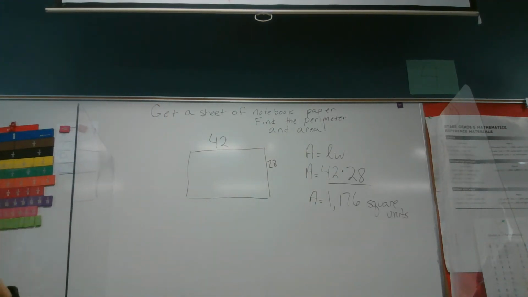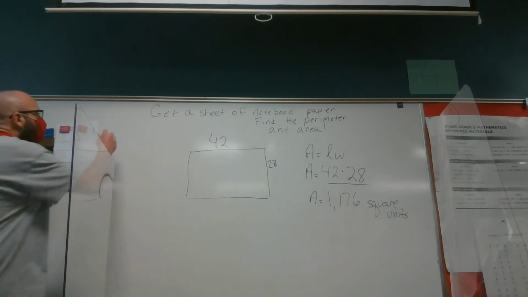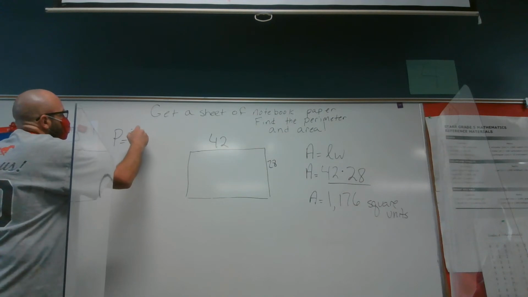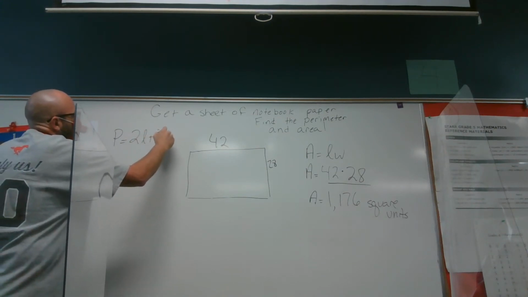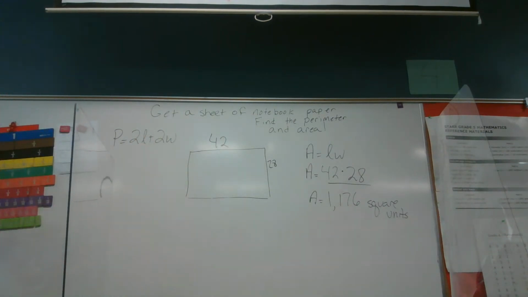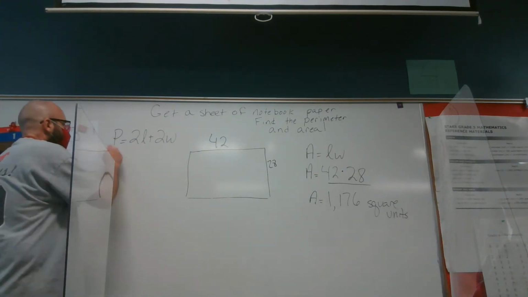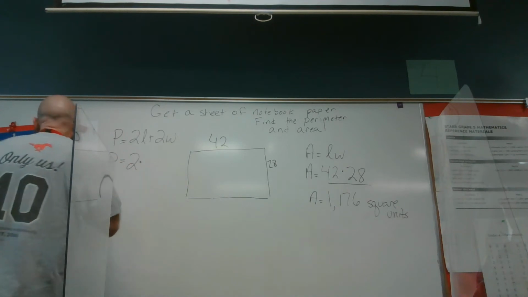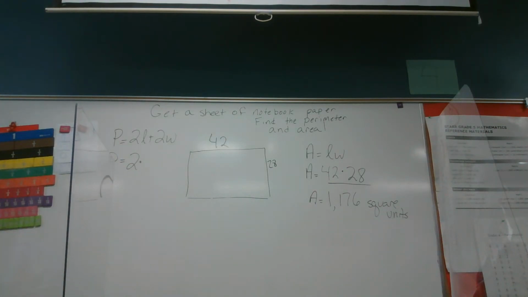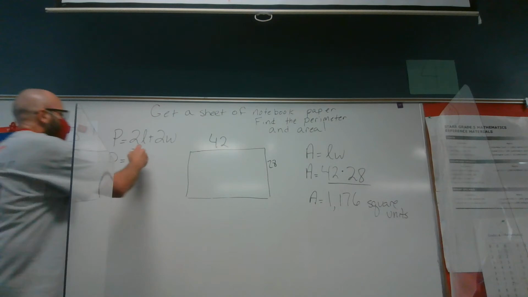We used the formula, filled in the 2 variables that they give us, and then solved it. Our formula for perimeter: perimeter equals 2 times the length plus 2 times the width. Again, the variable P. Do we know P without doing any work? No. So we have to leave that variable in there. 2 times, do we know the length? Yes. What is it? 42.